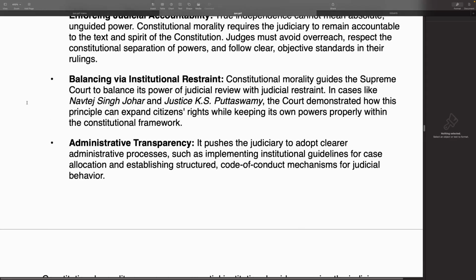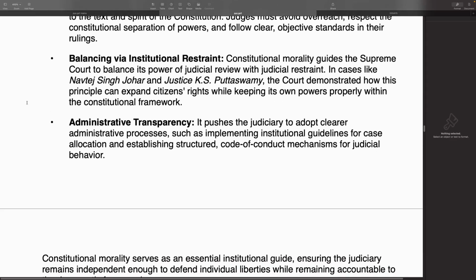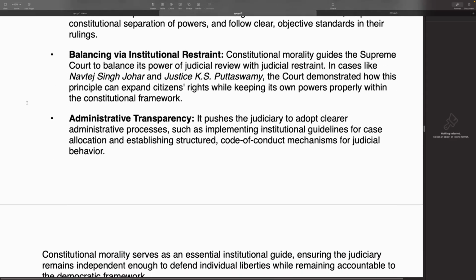Balancing via institutional restraint. Constitutional morality guides the Supreme Court to balance its power of judicial review with judicial restraint. In cases like Navtej Singh Johar and Justice K.S. Puttaswamy, the court demonstrated how this principle can expand citizens' rights while keeping its own powers properly within the constitutional framework.